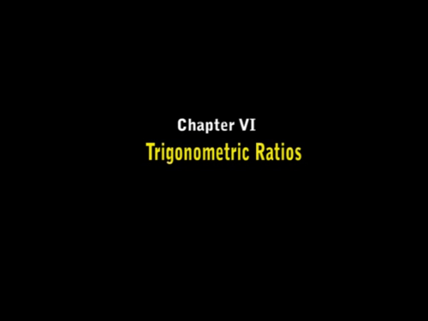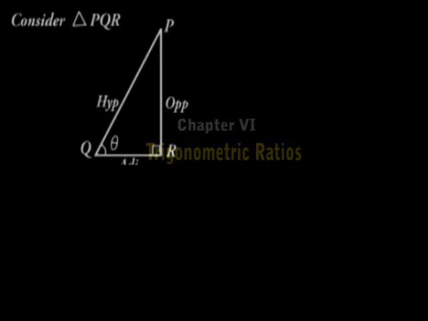Trigonometric ratios. Consider triangle PQR. Sin theta is PR over PQ. Cos theta is QR over PQ. And tan theta is PR over QR.